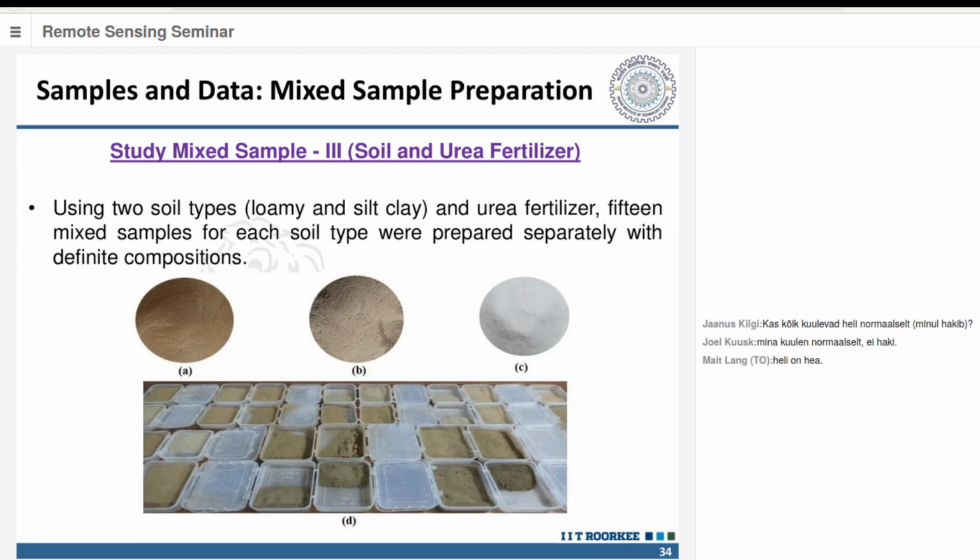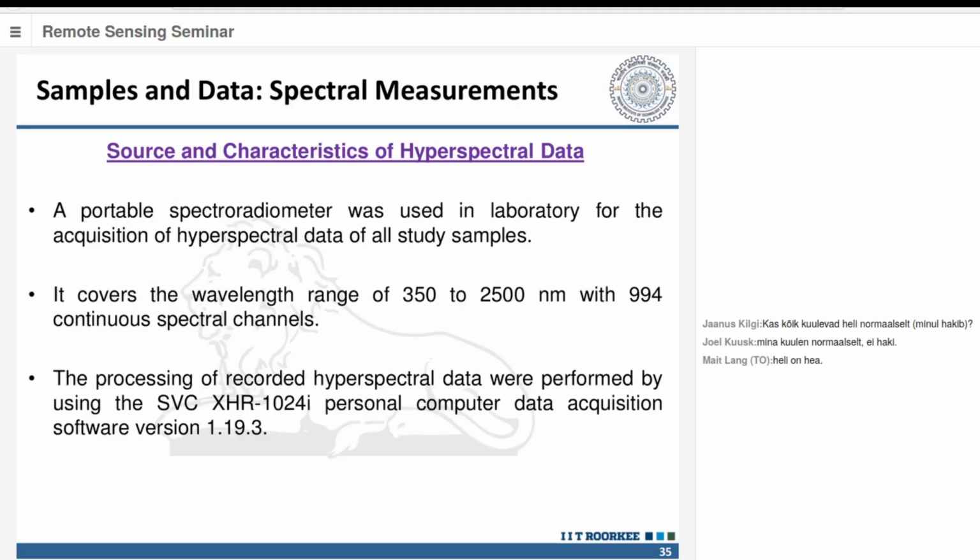In the third type of soil study, for these samples we used two soil types, loamy and silt clay, and urea fertilizer, and prepared 15 mixed samples with different compositions.